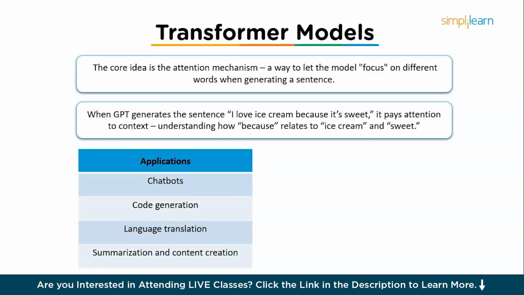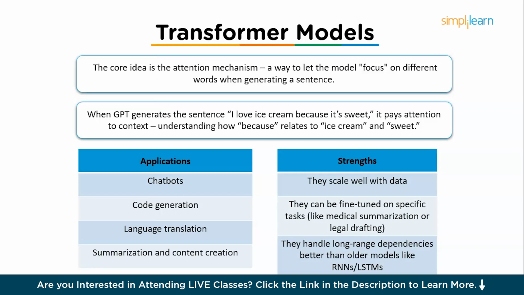So let's now move on to the applications. The first one is chatbots, like ChatGPT. And then we have code generation, that is the GitHub Copilot. And then thirdly, we have language translation. And finally, we have summarization and content creation. And then let's move on and see why transformers stand out. So the first one is they scale with data well. The second one is they can be fine-tuned on specific tasks like medical summarization or legal drafting. Then finally they handle the long-range dependencies better than the older models like the RNNs or the LSTMs.